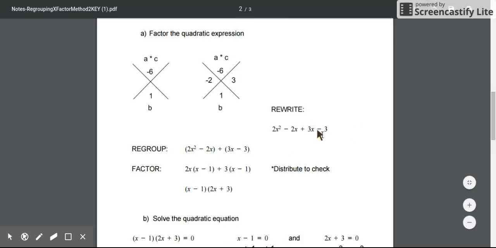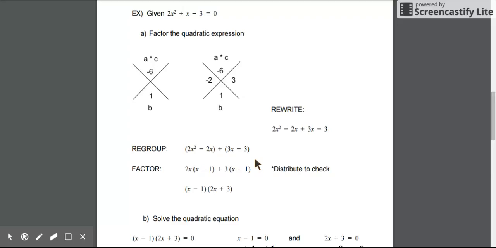Regroup the last two terms together, and hopefully it's obvious that 3 is their greatest common factor. I could take out a positive 3, and that would leave behind x minus 1. If you ever get these two binomial expressions looking different, either you factored incorrectly at this step, or this quadratic is not factorable, and you've got to rely on your quadratic formula to solve.